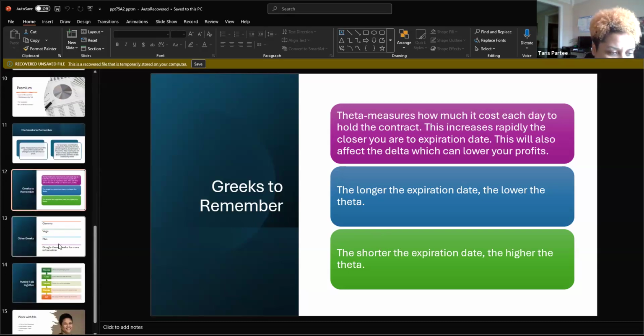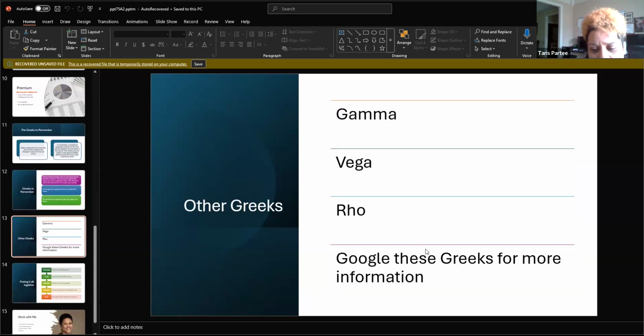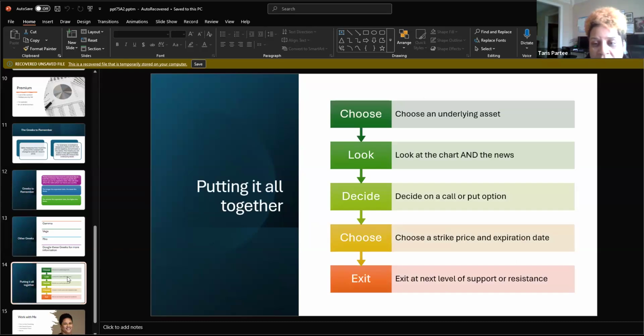Here are your other Greeks. You can Google those. They usually affect the delta or tell you about, sometimes when a stock is oversold or overbought, you can look at your Vega. You look those things up if you're interested in that. All right, let's put it all together.